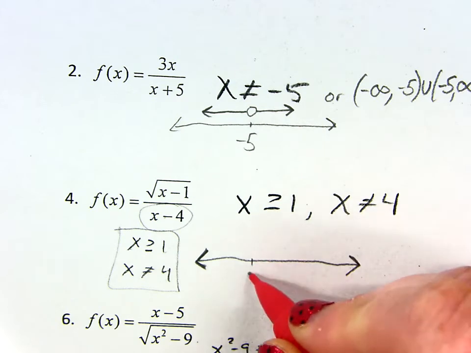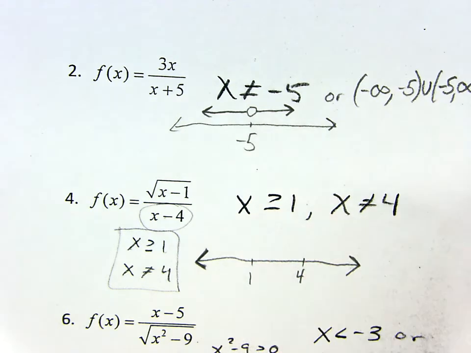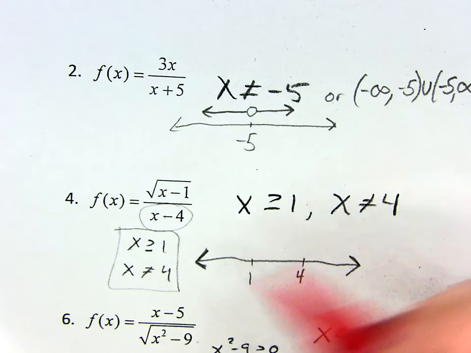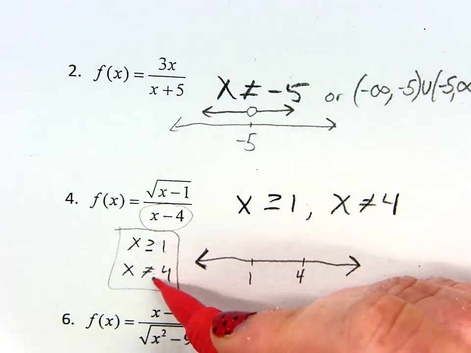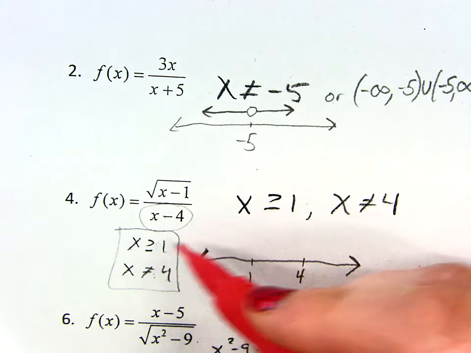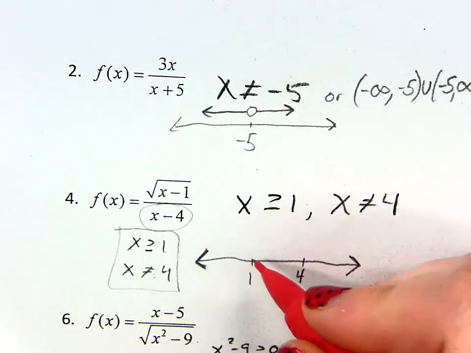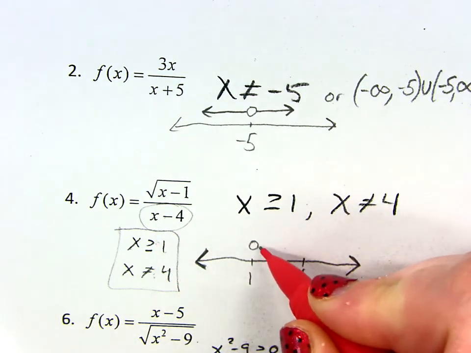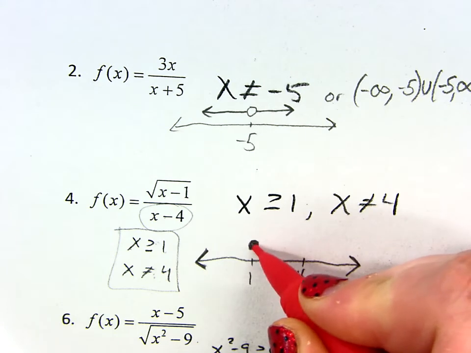Okay, so 1 and 4. I need both of these things to happen in order to work in this. So let's try and graph this. I need all the numbers that are greater than or equal to 1. Oh, so that would be shaded in, shaded this way.